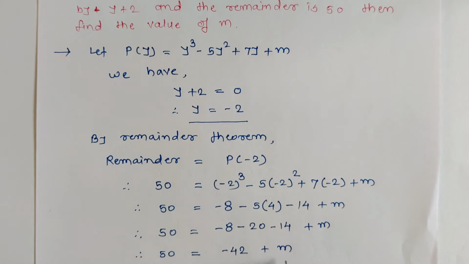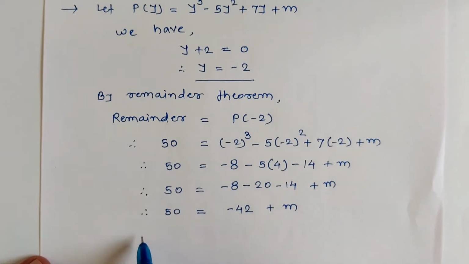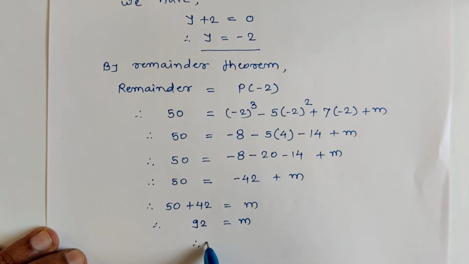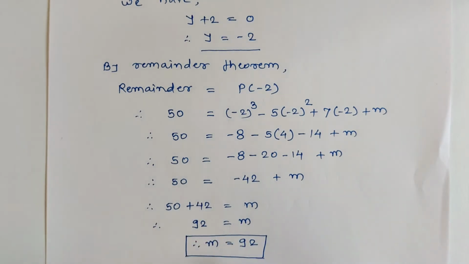Now we have to find the value of m. So transfer minus 42 to the left hand side, so as to get 50 plus 42 is equal to m, that is 50 plus 42 is 92, that's m. So here the value of m is 92. So to find the value of m, we have used here the remainder theorem.